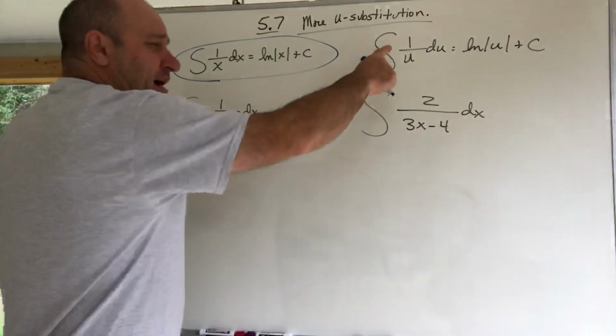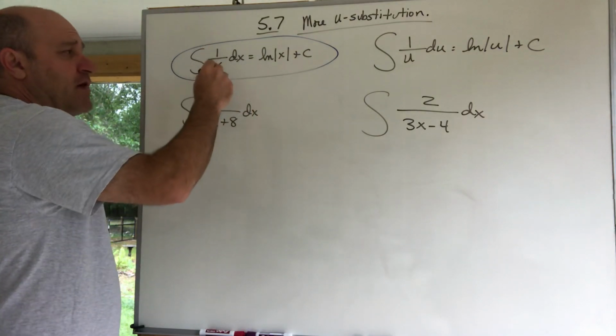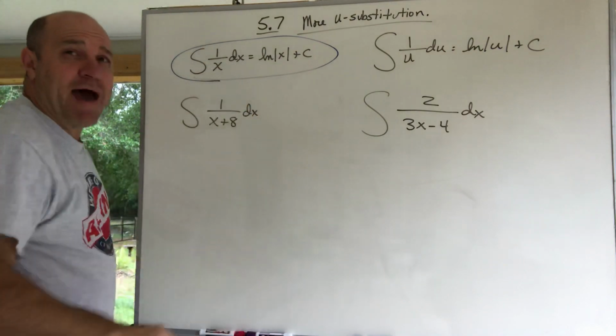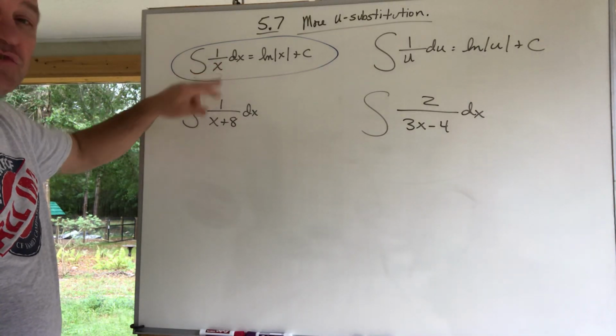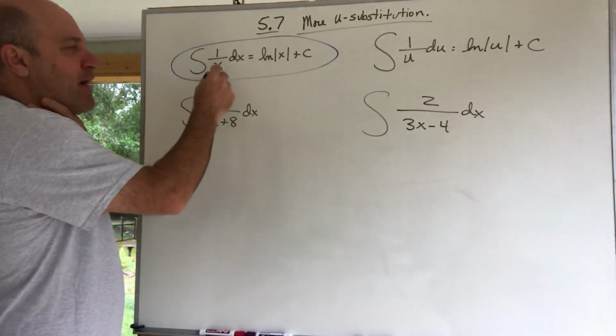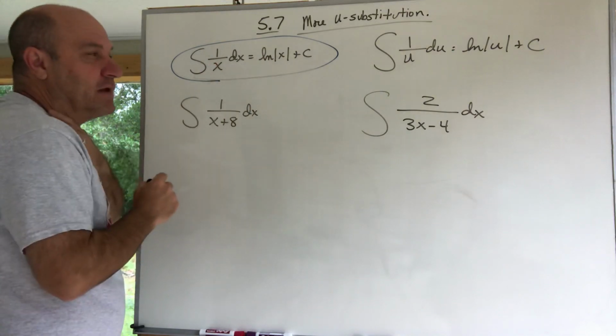By the way, I want to point out one thing. This is what happens when you have a 1 over x. You do not do a power rule. Almost everything else, an x squared, a square root of x, you do a power rule. The power rule fails. This is not a power rule. This is a natural log function.